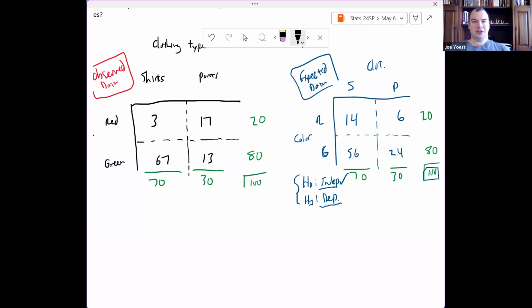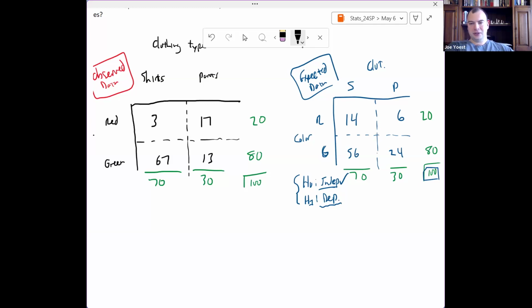On the left is the actual observed data. I actually went out into the world and did an experiment, and this is what I got, 3, 17, 67, 13. It doesn't look exactly the same as the blue, but then again, the question is, could this reasonably have occurred by sampling error? Could the distribution actually look like the blue one? And I just got a few fewer red shirts than I might expect and a few more, say, green shirts than I might expect just by chance.